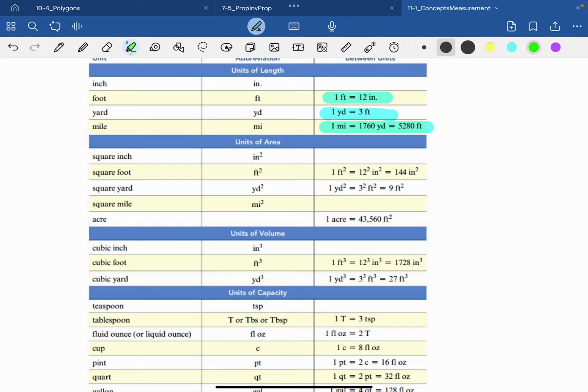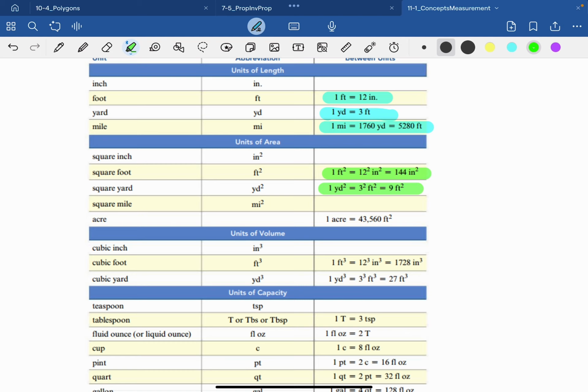But perhaps more interesting would be when we convert from units of length to units of squared length, or area. Why in the world are there 144 square inches in 1 square foot? Or, for example, in 1 square yard, why are there 9 square feet? This is something maybe we should talk about really quick. Make sure that you're aware of what's going on there.